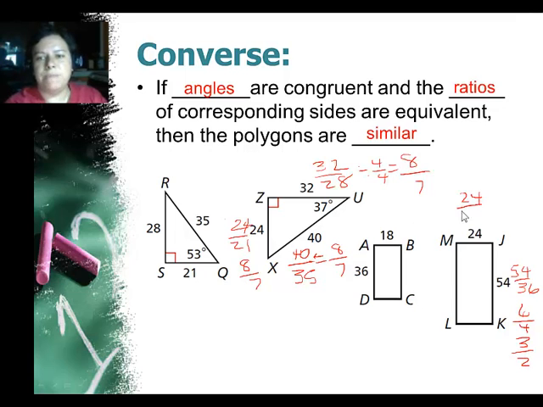24 over 18, both of those are divisible by 6, and that would be 4 over 3. 4 over 3 and 3 over 2 are not the same ratio, so these two are not similar.